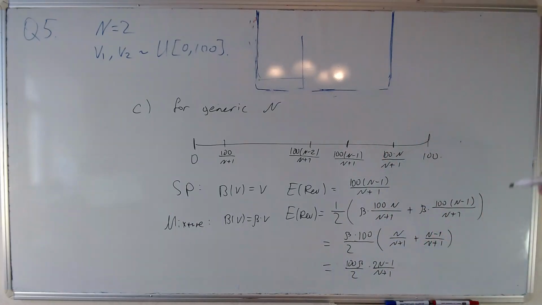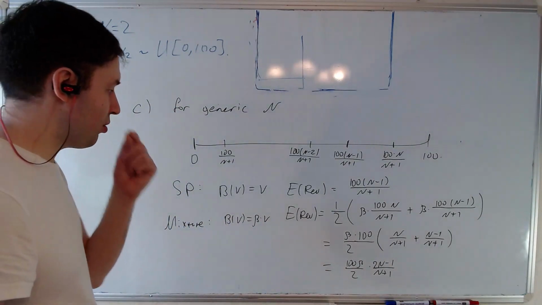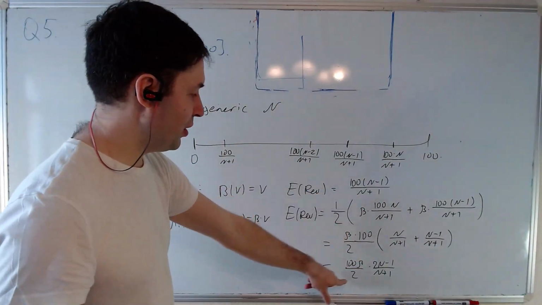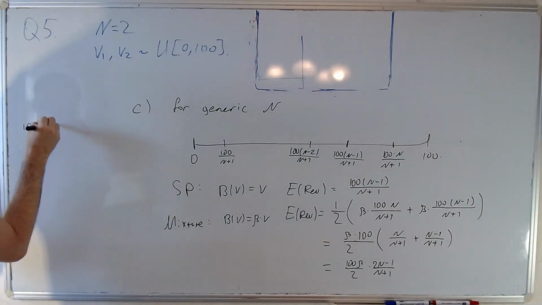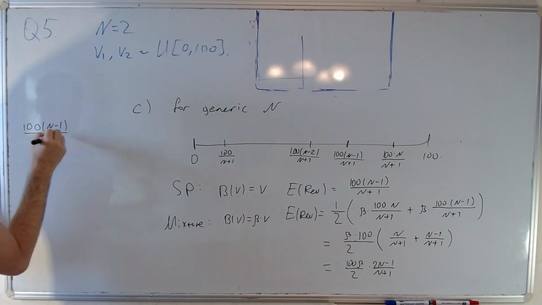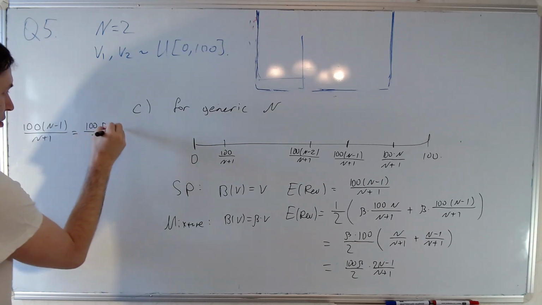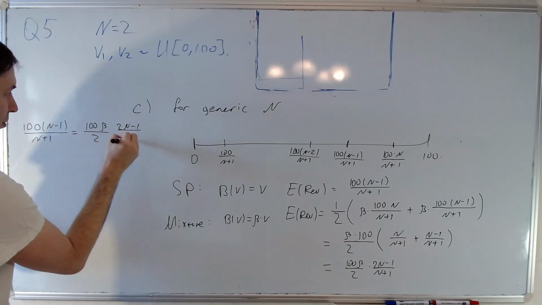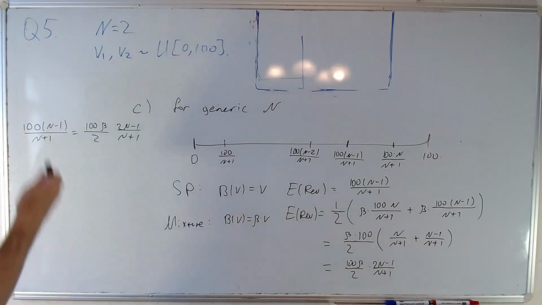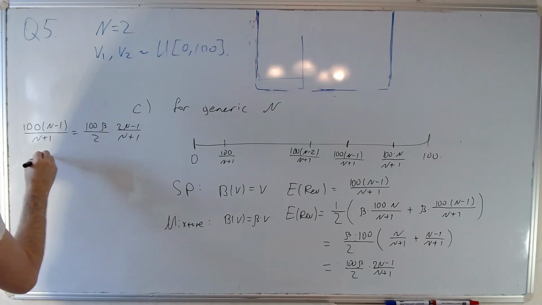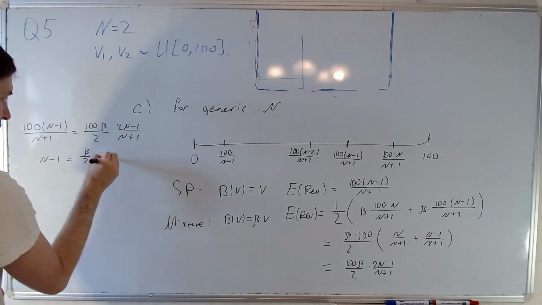Okay, and now the big finale. We apply revenue equivalence. Revenue equivalence must hold, therefore the second price auction revenue should be equal to this one. So we set it equal to 100 beta over 2 times (2n-1)/(n+1). You see 100 cancels out, n+1 cancels out, so what we're left with is n-1 equals beta over 2 times (2n-1).